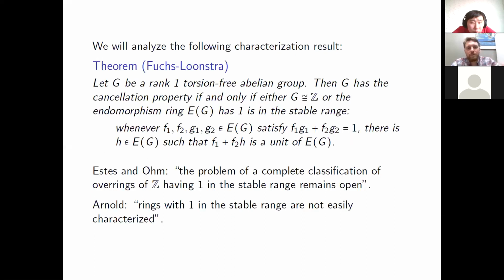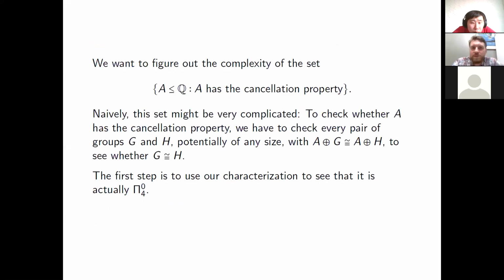So what we want to do is analyze this. We want to say, what's the complexity of this set? Naively, it might be very complicated because you have to check all possible groups that you might cancel with and see that you do cancel. But using the characterization from the previous page, we can see it's actually Pi 0 4.